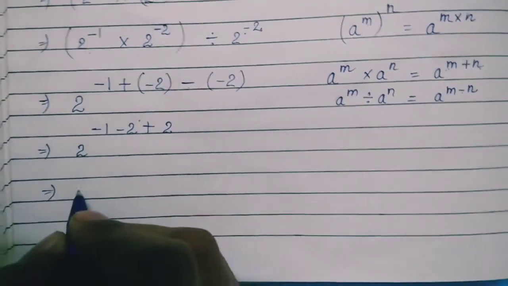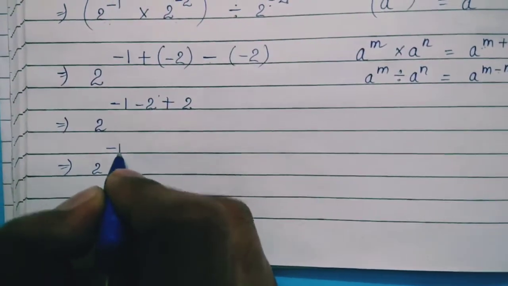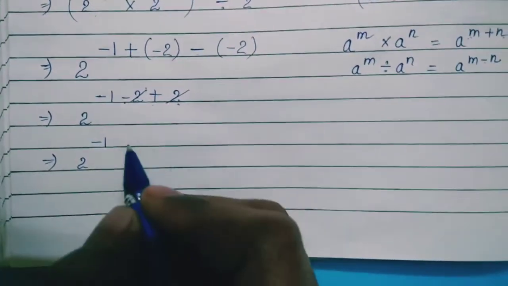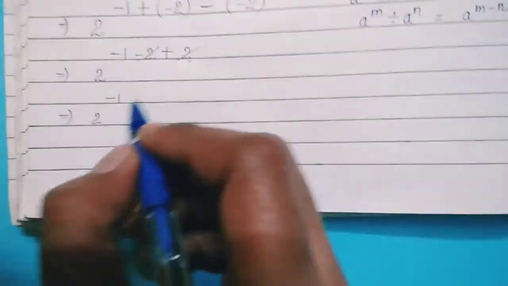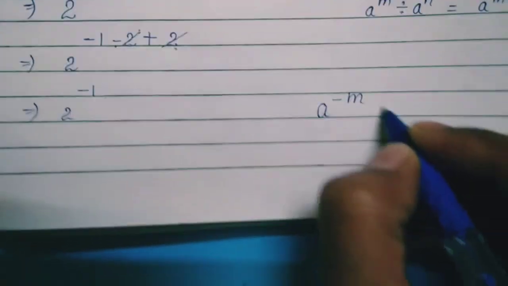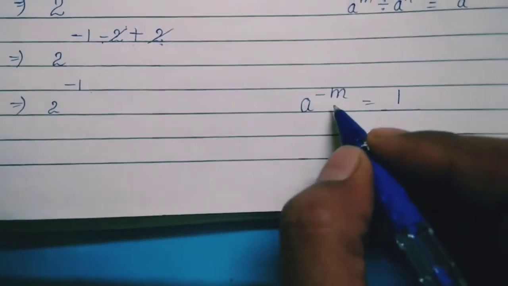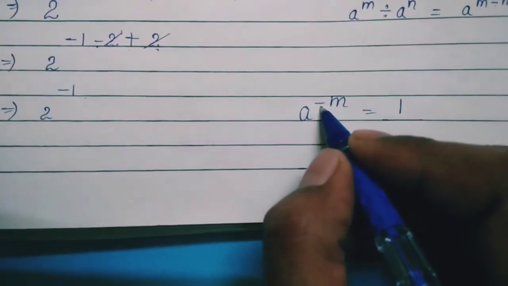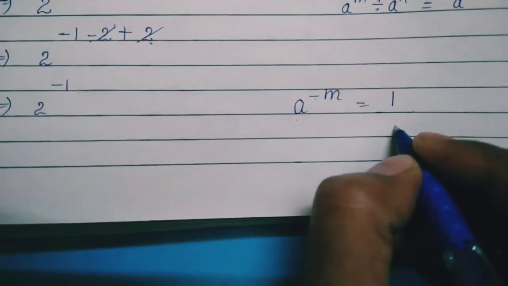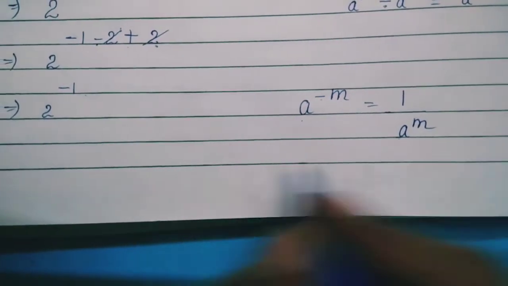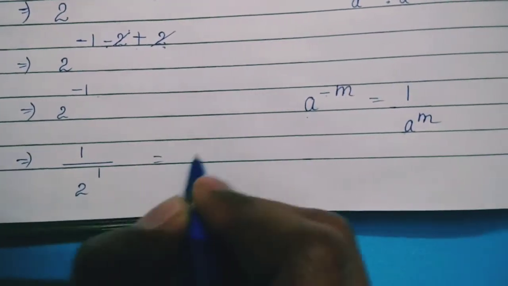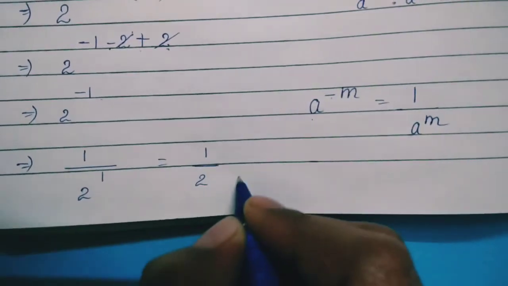Now we have 2 raised to the power minus 1 only, because minus 2 and plus 2 reduce each other and nothing will be here, only minus 1. Now using the identity a raised to the power minus m, we can shift this negative into the positive by shifting a raised to the power m into the denominator. So here simply 1 by 2 raised to the power 1, which is 1 by 2, the answer of the second one.